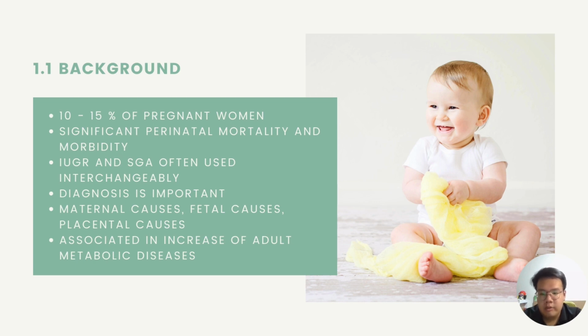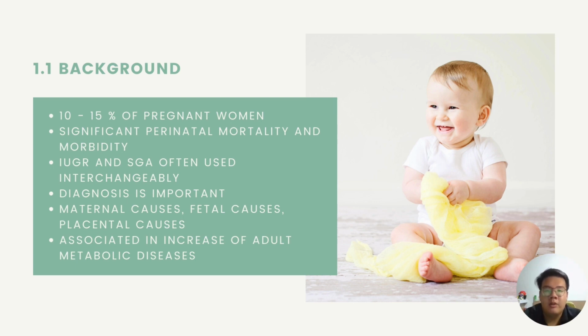So, intrauterine growth restriction or IUGR is a complex obstetric problem that affects approximately 10 to 15% of pregnant women worldwide. It is also associated with significant perinatal morbidity and mortality. IUGR itself is defined as a fetus that fails to achieve its growth potential, while antenatal small for gestational age or SGA is defined as a fetus with weight less than 10th percentile. In the medical world, the terms IUGR and SGA are commonly used interchangeably.